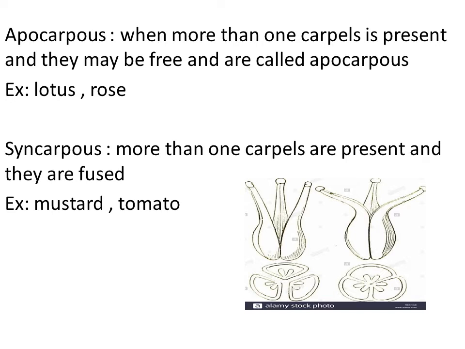So this is about the 2 main conditions of gynoecium. If the carpels are free, such kind of ovary is called apocarpus ovary, and the condition of gynoecium is called apocarpus. And when the carpels are fused in the flower, such a kind of carpel is called syncarpus.